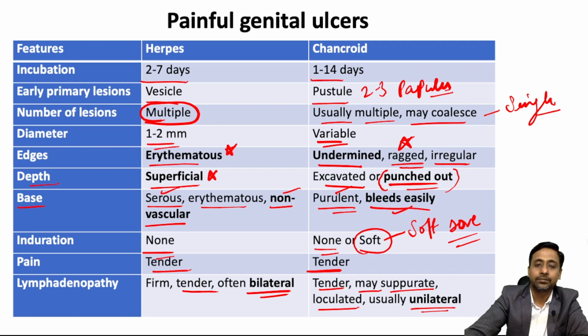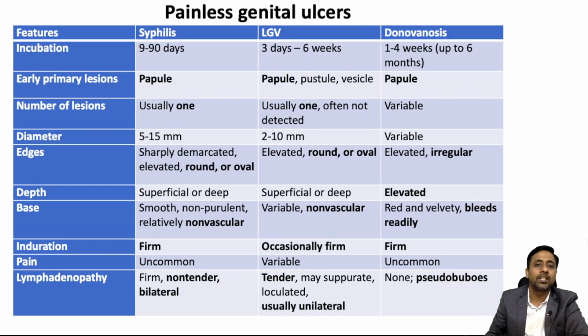Okay. So now let's see the difference between the painless genital ulcers. These three are syphilis, lymphogranuloma venereum, and donovanosis. Contrary to the painful genital ulcers, the incubation period is usually longer. Among all these three, the incubation period is much longer compared to the painful ones, in which the incubation period is very short. In the first one, it is 1 week, and in the second one, 2 weeks.